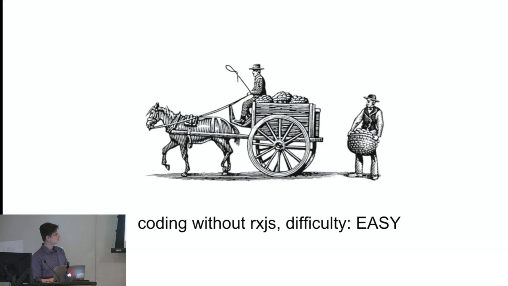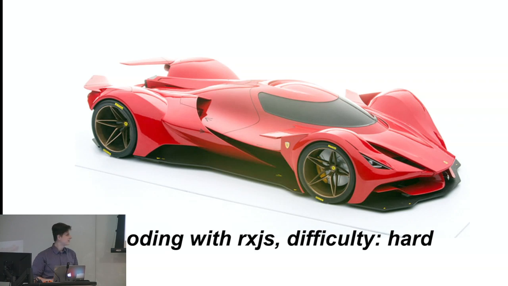Another comparison, straight from one of the talks I saw about RxJS, is that coding without Rx is easy. It's like a horse and buggy. You don't need roads. You don't need a driver's license or anything like that. You just get on and move forward. And coding with Rx is like a Ferrari. It's hard, but it's awesome, right? We all just want to drive one of those. That makes me really want to learn more about Rx.